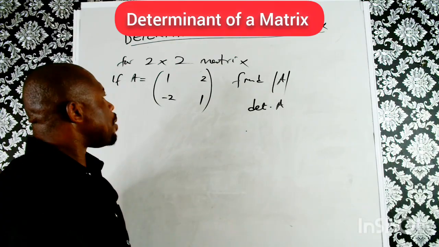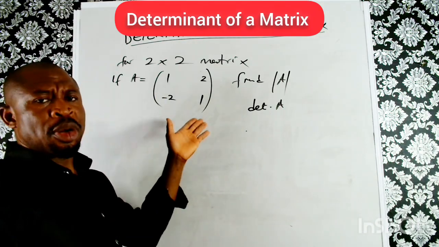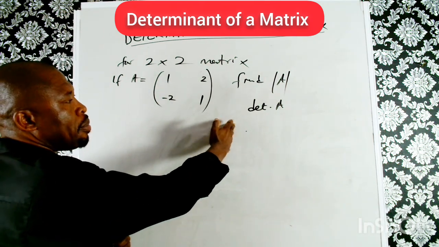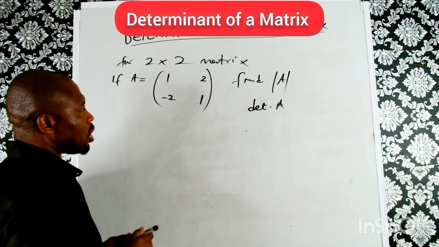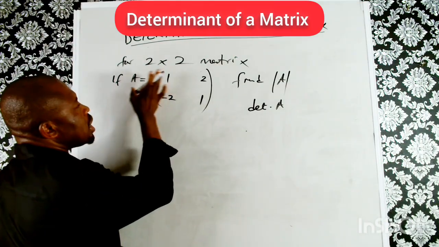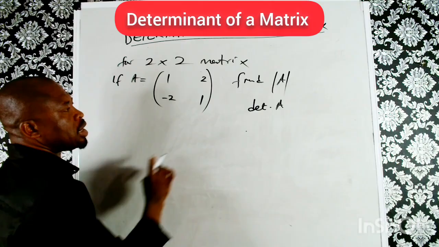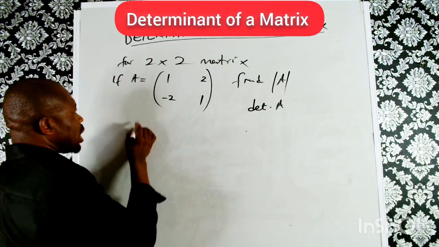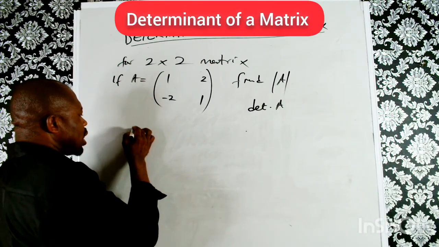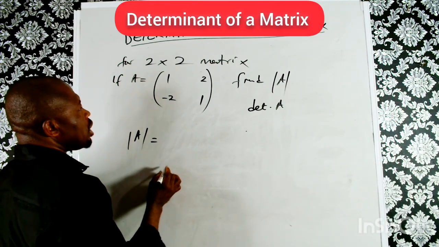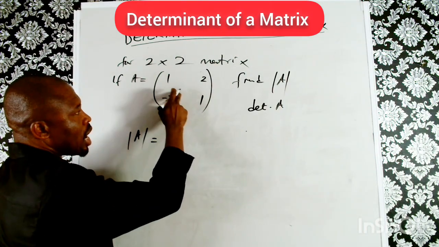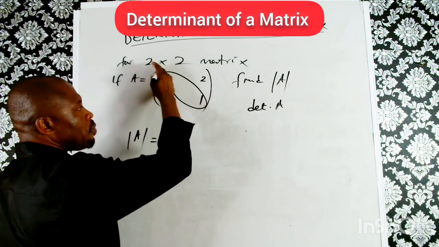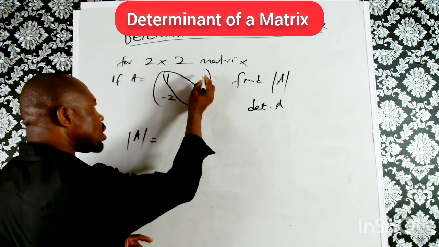It's just gotten by the diagonal. We will take the right diagonal minus the left diagonal. Therefore, if we have A is this, find the determinant of A or absolute value of A. Now, the determinant of A will now give us, we take the right diagonal like this, minus the left, we take the left like this.